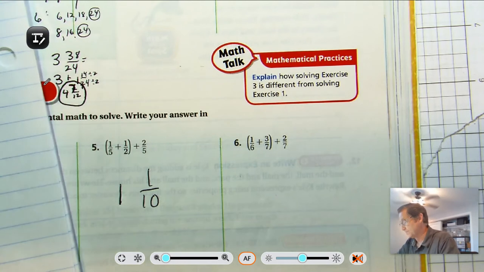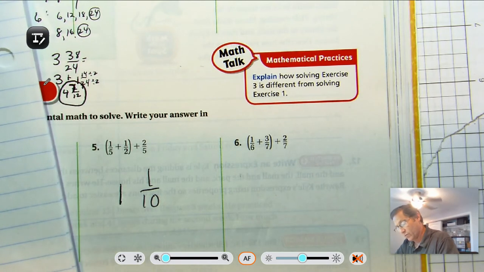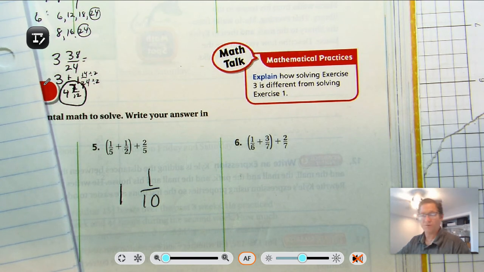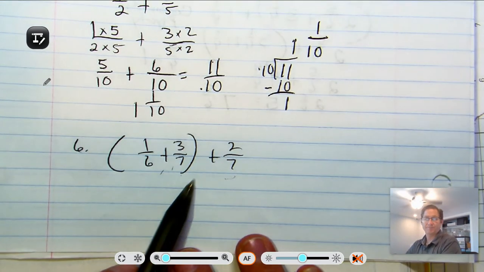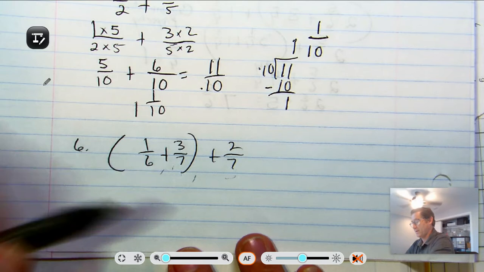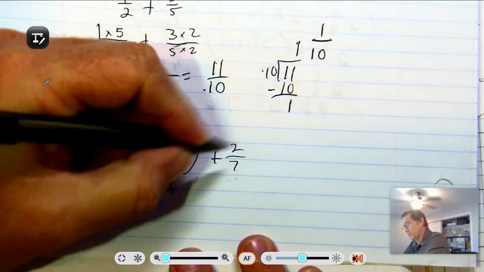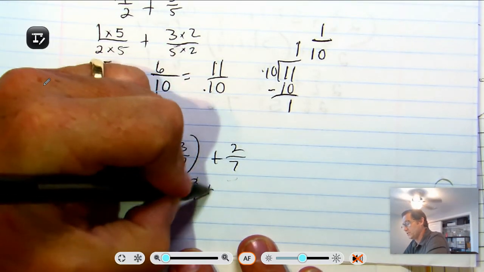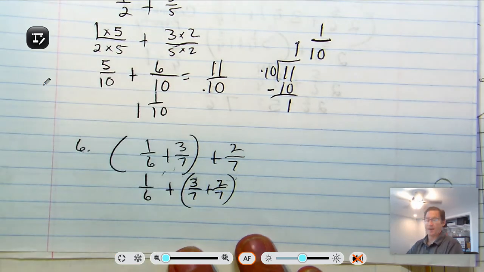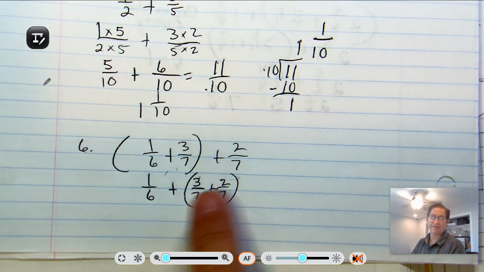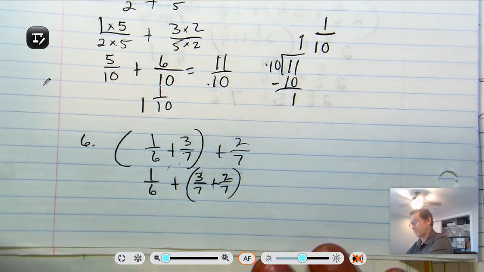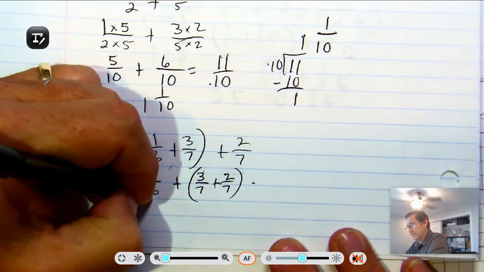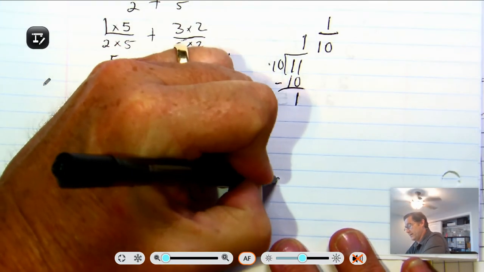Number 6. Right now we have the sum of 1/6 and 3/7 plus 2/7. Well, we want those two together because they have sevenths. So I don't want to change the order. I want to change the grouping. I have the same exact fractions in the same exact order. All I did was change how they're grouped. This is the associative property that allows us to do that.